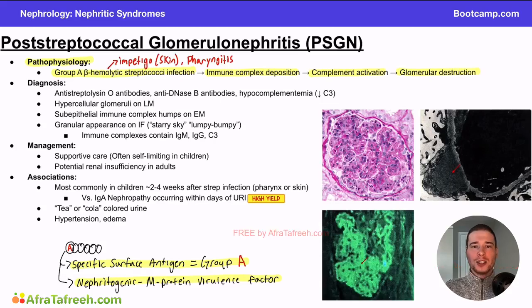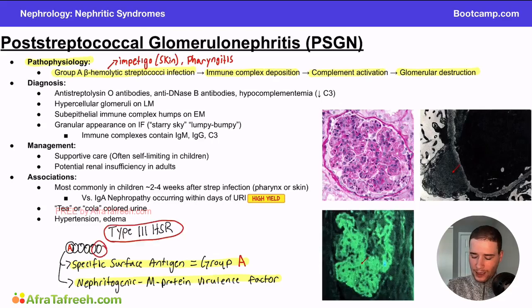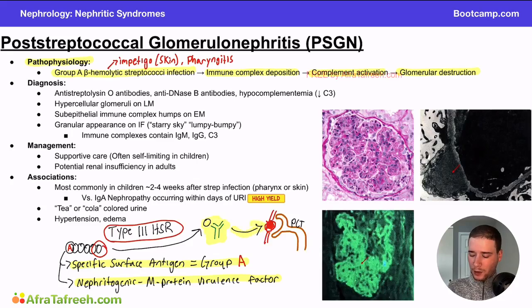So how does this actually occur? Well, it's important to note that post-streptococcal glomerulonephritis is actually a type 3 hypersensitivity reaction. And what that means is that part of the group A strep is actually broken down into an antigen in the body. This can then bind to an antibody, forming an antibody-antigen complex, also called an immune complex. These immune complexes can then make their way to the glomerulus and become trapped in the glomerular basement membrane.